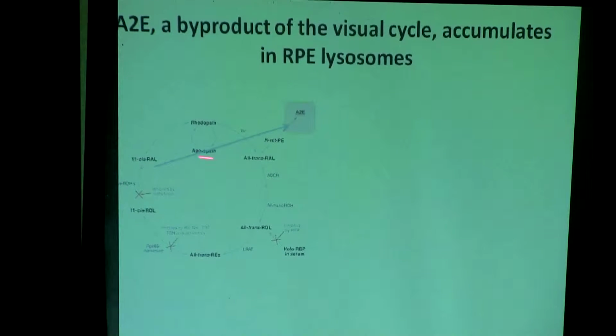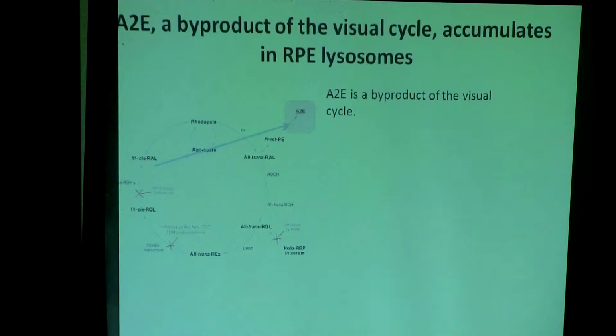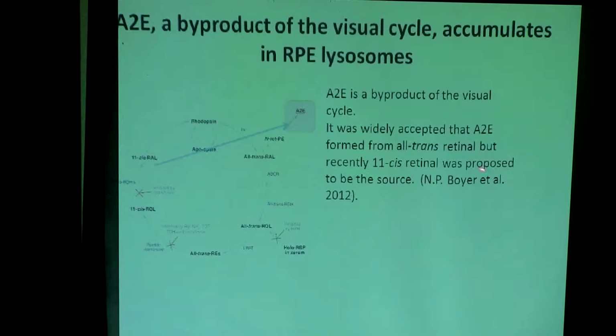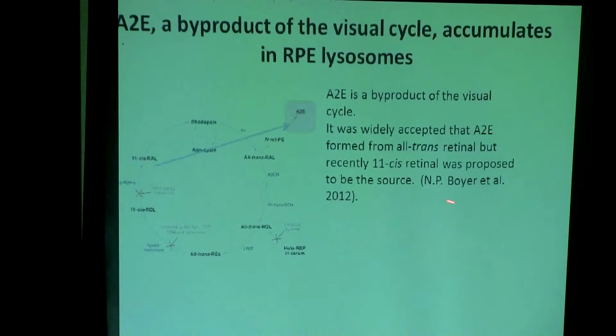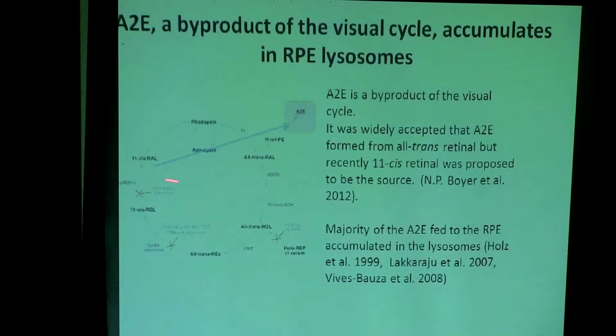So here on the left, you see the visual cycle with rhodopsin, light, all-trans retinal, and regeneration back to 11-cis. It's widely accepted that A2E is formed from all-trans retinal, but recently 11-cis retinal was also proposed to be the source. On the other hand, even if it's coming from this side of the visual cycle, it's still a byproduct. And the majority of A2E fed to the RPE accumulates in lysosomes.